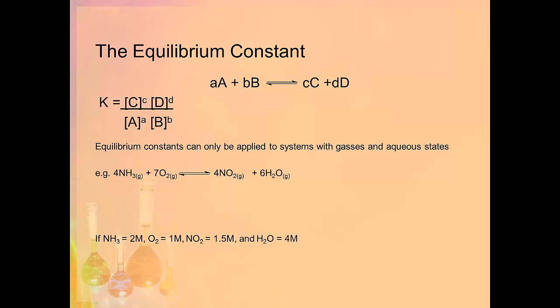Because we've got 4NO2, obviously we're going to raise the concentration of NO2 to the power of 4. And we've got 6H2O, so we're going to raise our concentration of H2O to the power of 6. Let's have a look. So that's exactly what we're doing. So it's the concentration of NO2 to the power of 4 multiplied by the concentration of H2O to the power of 6 divided by the concentration of our NH3 to the power of 4 multiplied by the concentration of O2 to the power of 7.